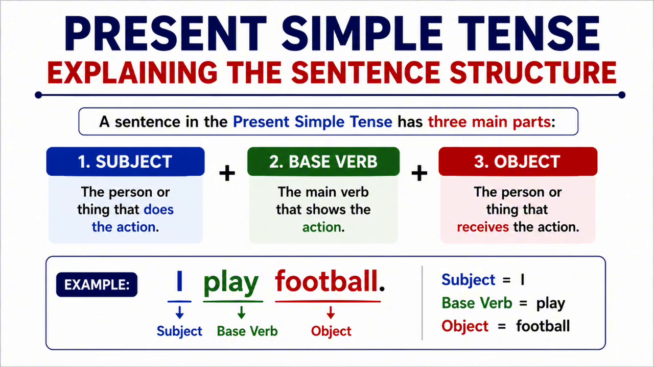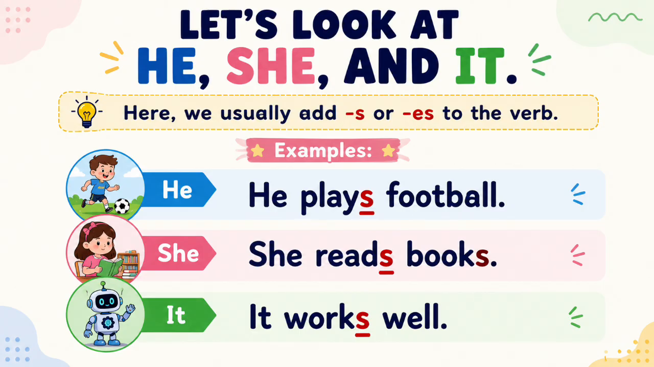Now let's look at he, she, and it. Here we usually add s or es to the verb. For example, he plays football. She reads books. It works well. Remember this rule because many learners forget to add s with he, she, and it.